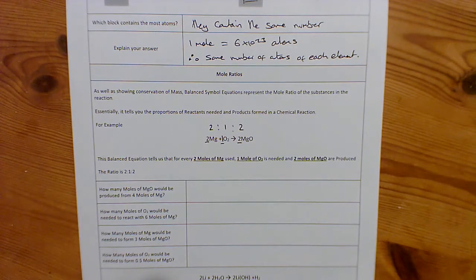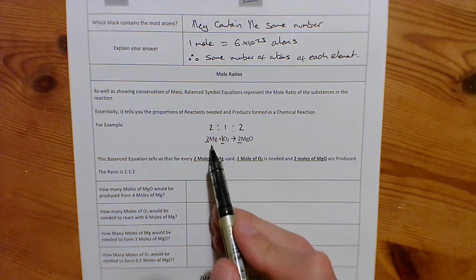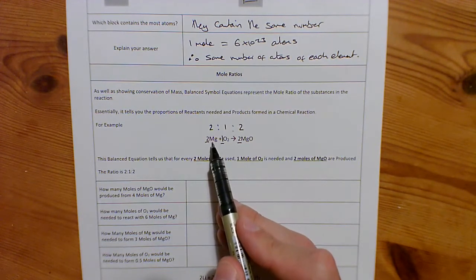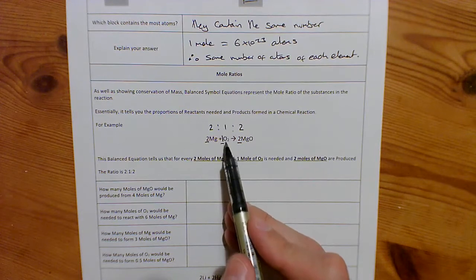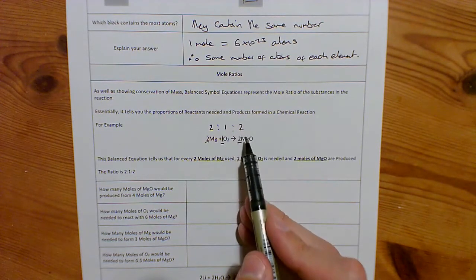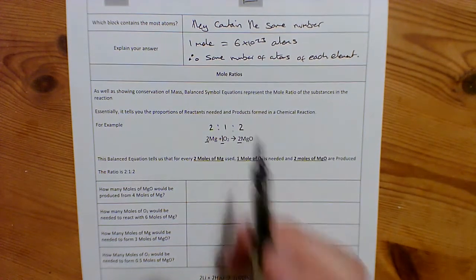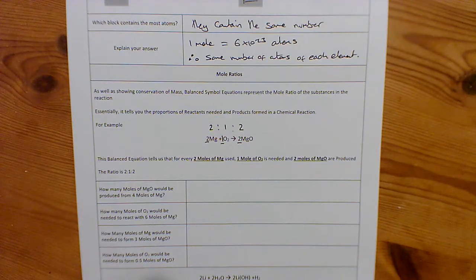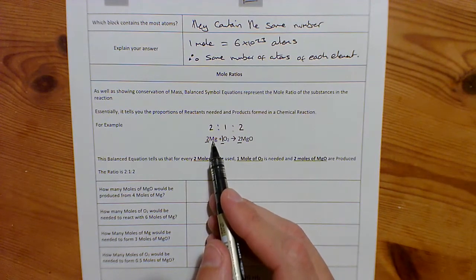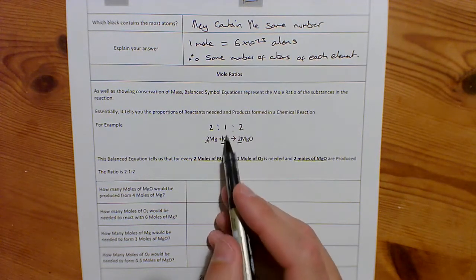1 mole of a substance is always 6 times 10 to the 23. So you can compare the ratio of moles. So what this is telling us is that for every 2 moles of magnesium I need 1 mole of oxygen, and it will produce 2 moles of magnesium oxide. Now, this is a ratio, so it doesn't mean that you have exactly 2 moles of magnesium and you need exactly 1 mole of oxygen. If you had half a mole of magnesium, then you would just need to look at the ratio to work out how much oxygen you would need.